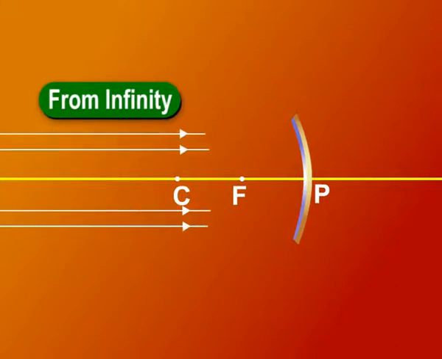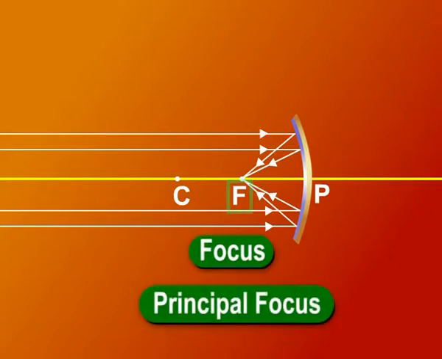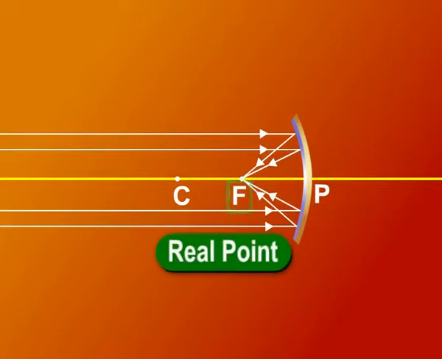For a concave mirror, when some rays of light coming from infinity and parallel to each other are incident on it, after reflection they meet at a point on the principal axis in front of the mirror. This point is the focus or principal focus of the concave mirror. It is denoted by capital F. Since the reflected rays of light actually meet at this point, capital F is considered as a real point.